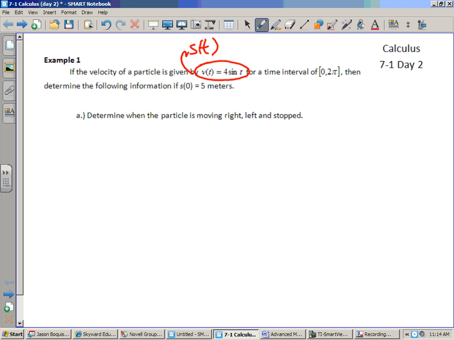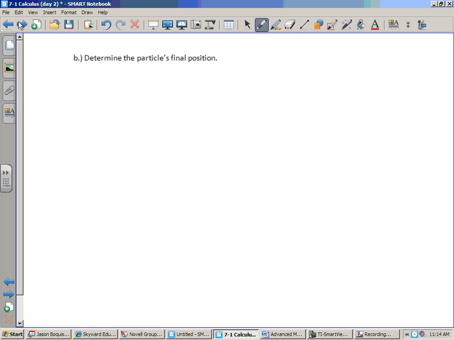We have to integrate. And we have to find what's called displacement. That's what the integration finds. How much did it move? We know it started at 5. Where did it end up? So we are going to take the antiderivative of 4 sine of t. That's what it is, right?